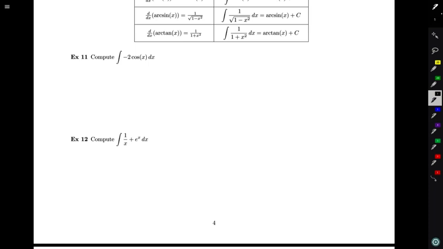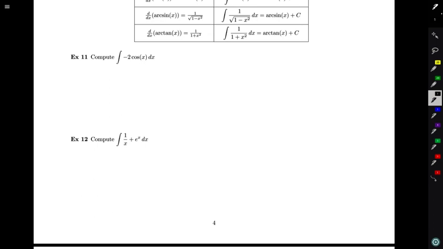Next, we want to consider taking integrals of arithmetic combinations of certain types of functions. By this, I mean maybe what happens if we take a common function and we multiply it by 5, or what happens if we take two common functions and we add them together. So we'll start with a couple examples, and then we'll state a couple of general rules.